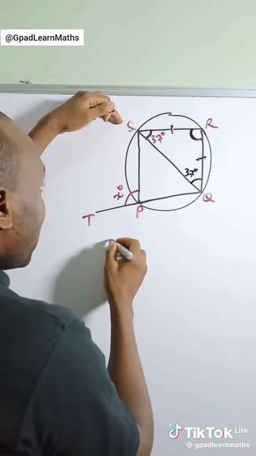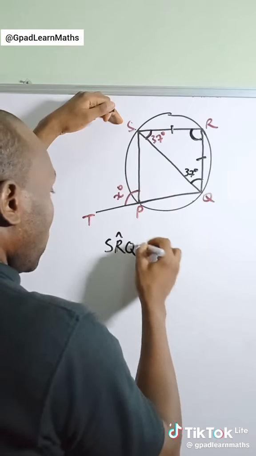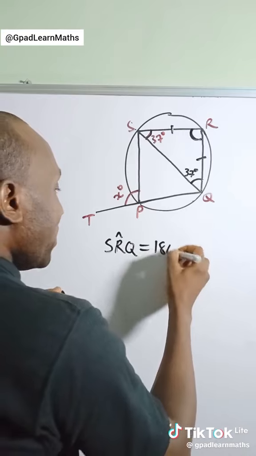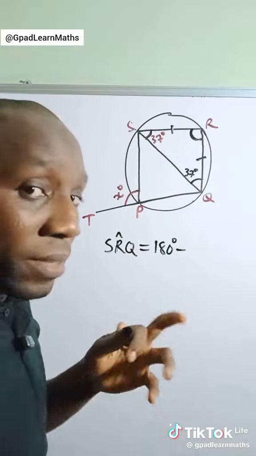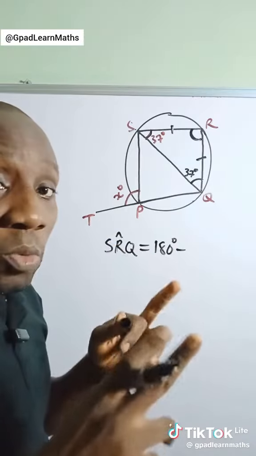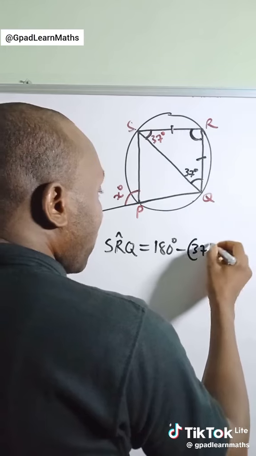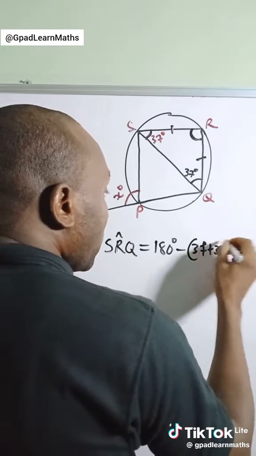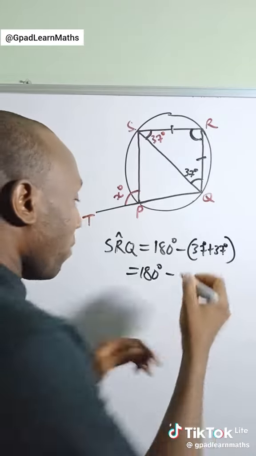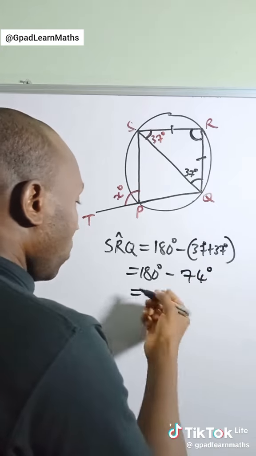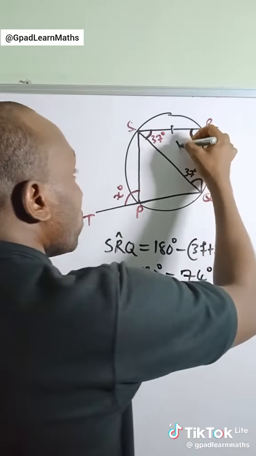So I'm just going to write that angle SRQ is equal to 180 degrees minus, you have to add these two angles and subtract the sum from 180. Again, the sum of angles in a triangle is 180 degrees. So 37 plus 37 is what? Let's write it here again. 180 degrees minus, add these two, you get 74. And then you have 106 degrees. So which means this is 106 degrees.